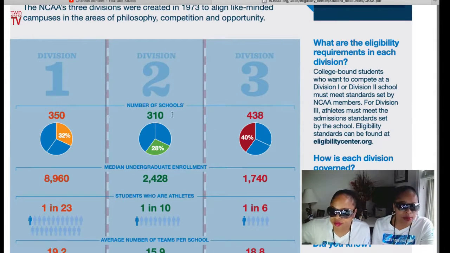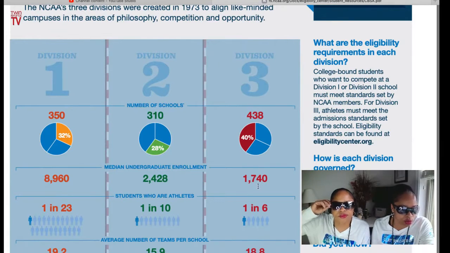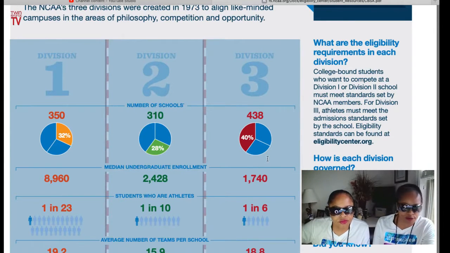All right. Keeping it moving to the median undergraduate enrollment. For Division 1, we're looking at 8,960 students. For Division 2, we're looking at 2,428 students. In Division 3, we have 1,740. And as you can see, the Division 1 schools enroll a lot more kids than we see down here in Division 2 and 3.